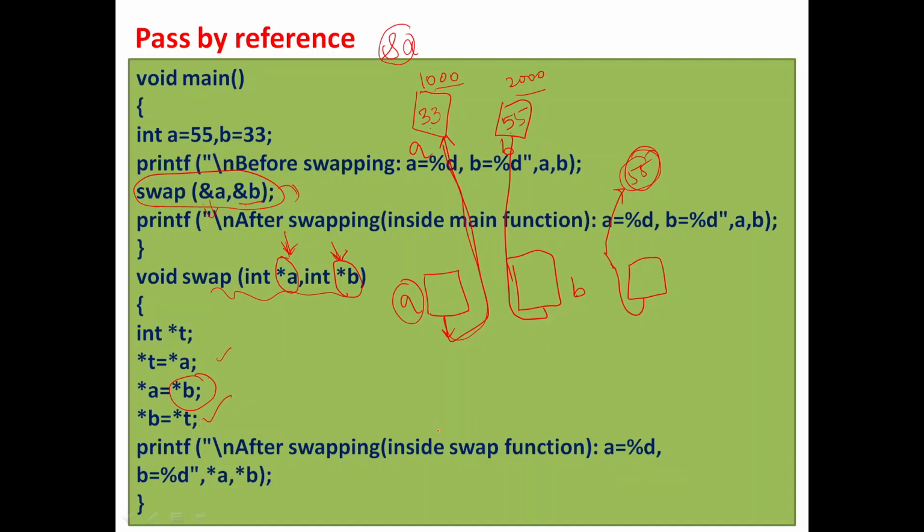After swapping, inside the swap function the values of A and B are 33 and 55. After this statement the control will be transferred to our calling function, and here also the values of A and B are 33 and 55. So whenever we pass the reference, the changes made in the called function will definitely be reflected in the calling function also.